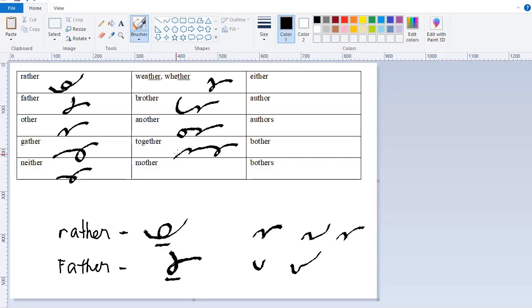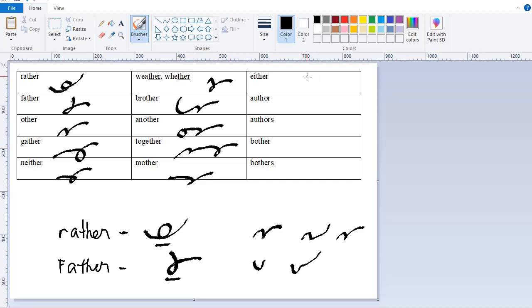Okay, so we have T, O, together. T, downward hook, G, E, T, H, together. Next, we have mother. Mother. We have M, and then downward hook, and then TH.